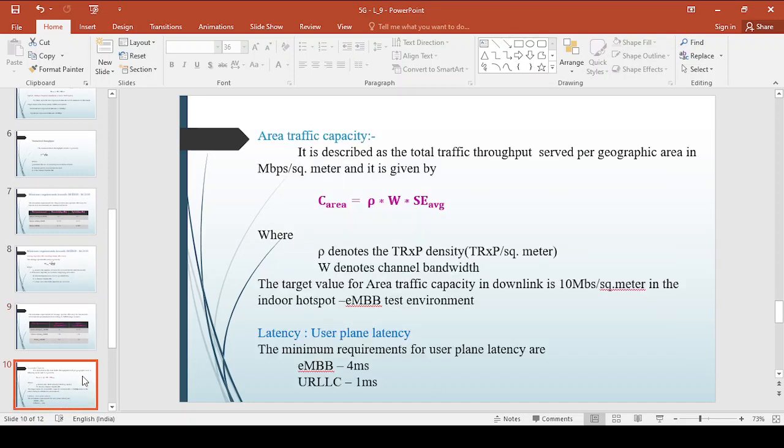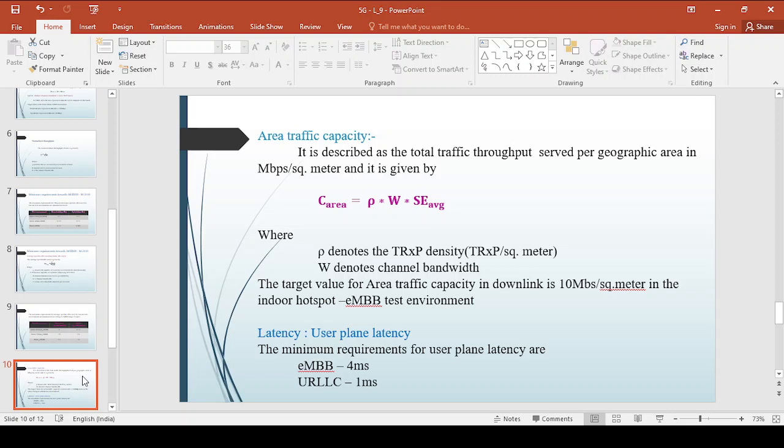Now coming to the next requirement towards 5G, we have area traffic capacity. It is described as the total traffic throughput served per geographic area in megabits per second per meter square. What it means is that in a particular geographic area, the serving of the total traffic throughput we call area traffic capacity.